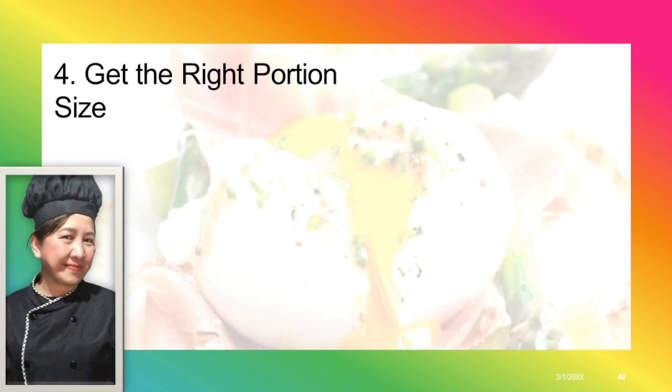Number 4. Get the right portion size. Ensure that there is the right amount of ingredients and the plate complements the dish, not too big or too small. Strike the right proportion of protein, carbohydrates, and vegetables to create a nutritionally balanced meal.